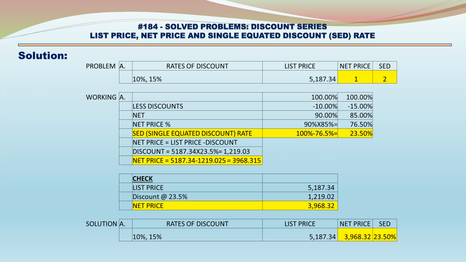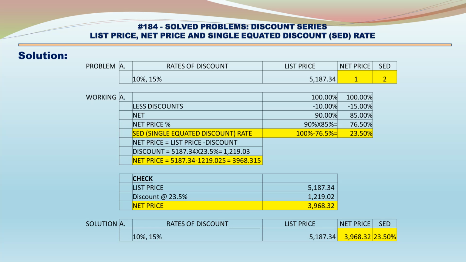Problem A. Rates of discount 10% and 15%. List price 5187.34. Net price and SED are not known. Working: 100% and 100%, less discounts minus 10% and minus 15%. Net 90%, 85%. Net price percent is equal to 90% into 85%, which is equal to 76.5%. SED is 100% minus 76.5%, which is equal to 23.5%.